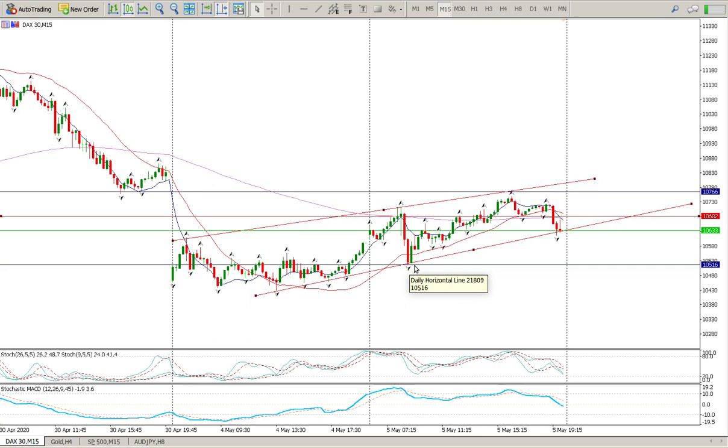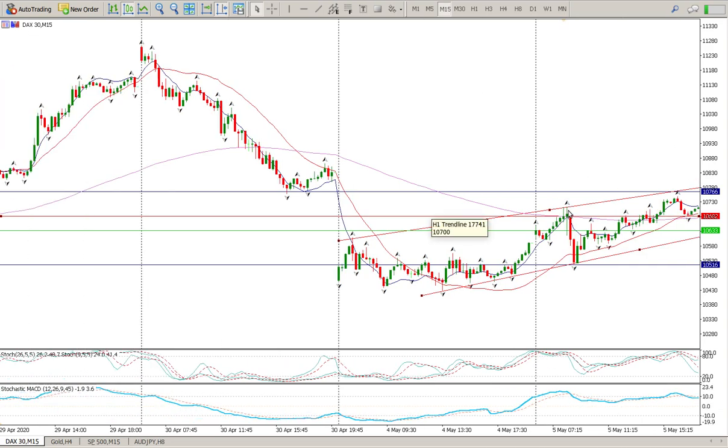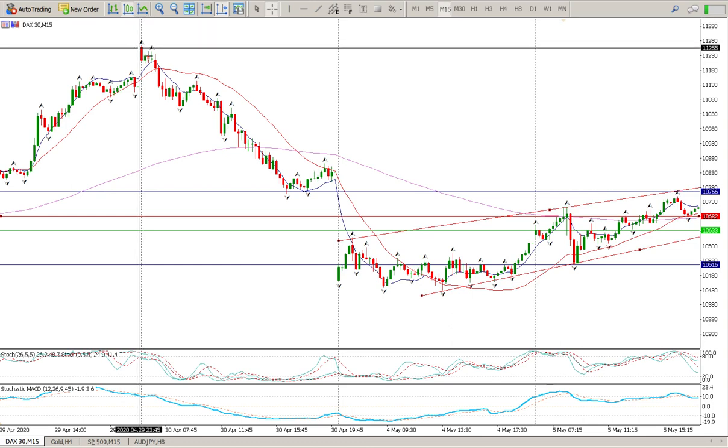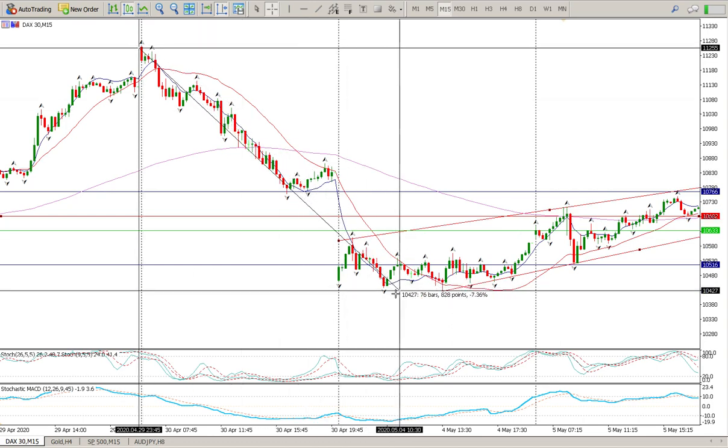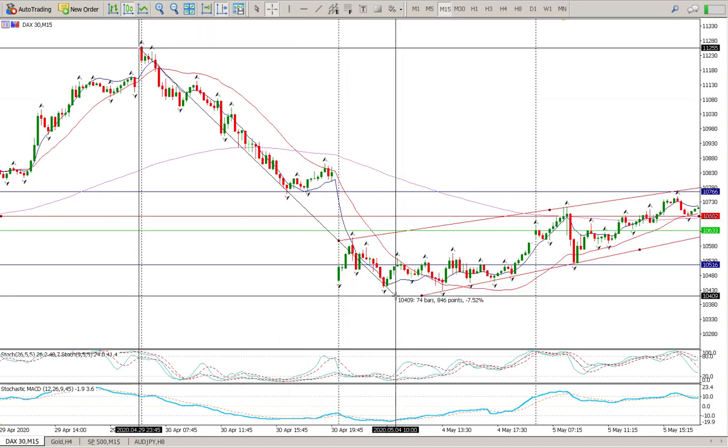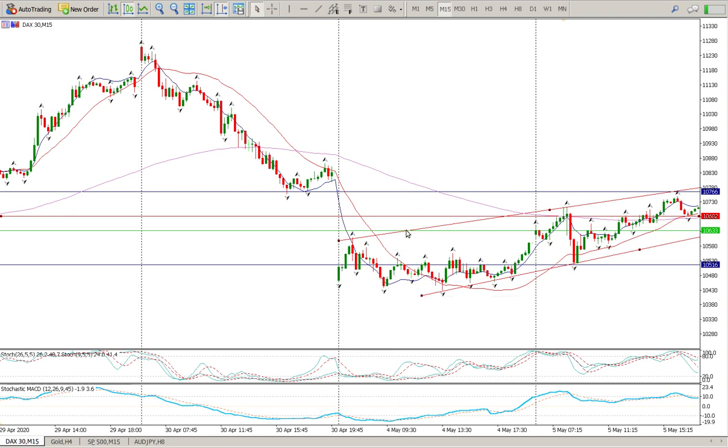But I think from a 15-minute perspective, I want to see a break of this trend line and then a retest. That's what I'd be looking for. Getting that, then we may have this measured move, and this measured move is fairly significant. That's a good 800-point move to the downside. So we've had an 800-point move to the downside.